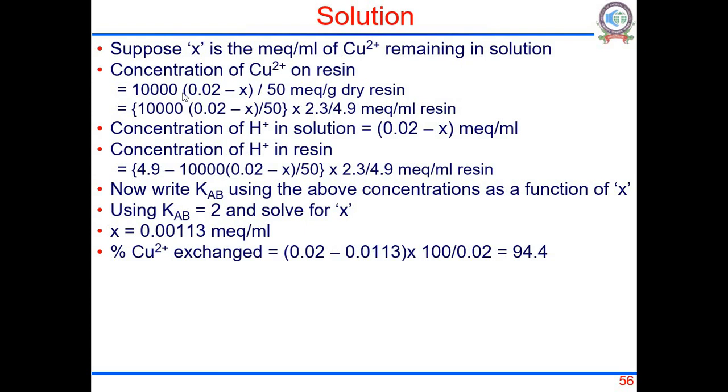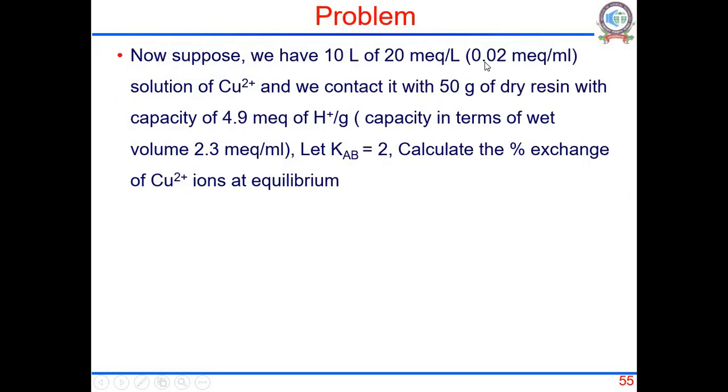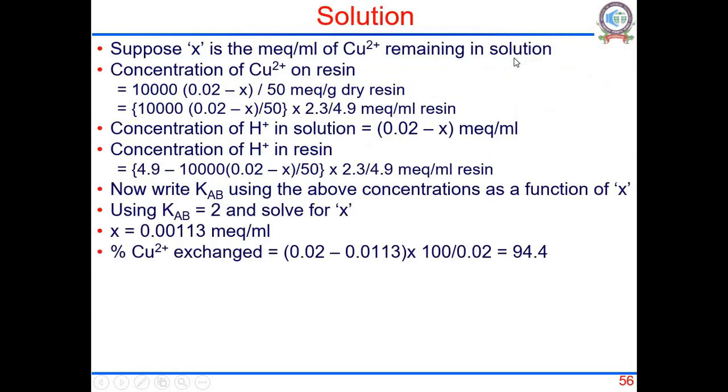Okay, so if you have done the problem now, suppose X is the milliequivalent per ml of copper that is remaining in the solution. What was initially present? It was 0.02 milliequivalent per ml, right? So what is the copper ions in the resin form? It is 0.02 minus X, that is what has gone into the resin phase.